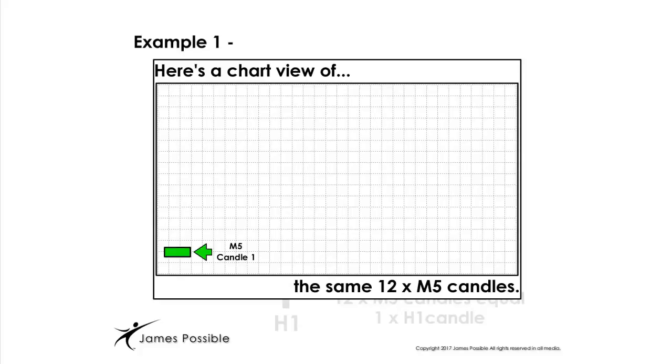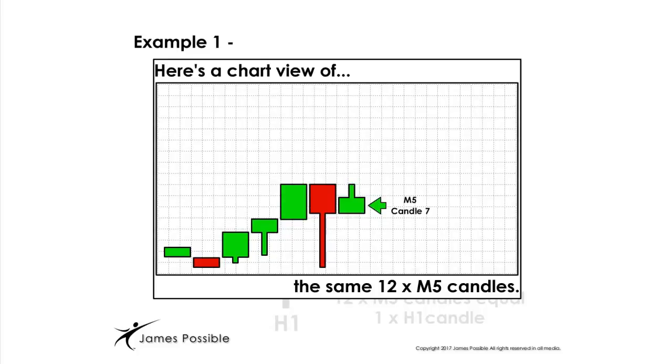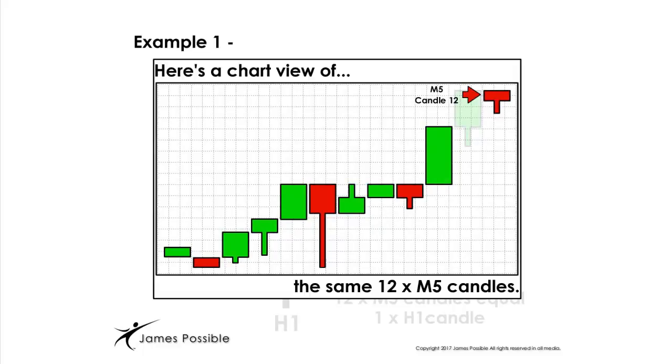So there was the first M5 candle. There's the second M5 candle. Looks a little bit different, right? The third, fourth, fifth, sixth, 7th, 8th, 9, 10, 11, 12. And there we are. That's the 12 M5 candles that I just showed you in the first example.